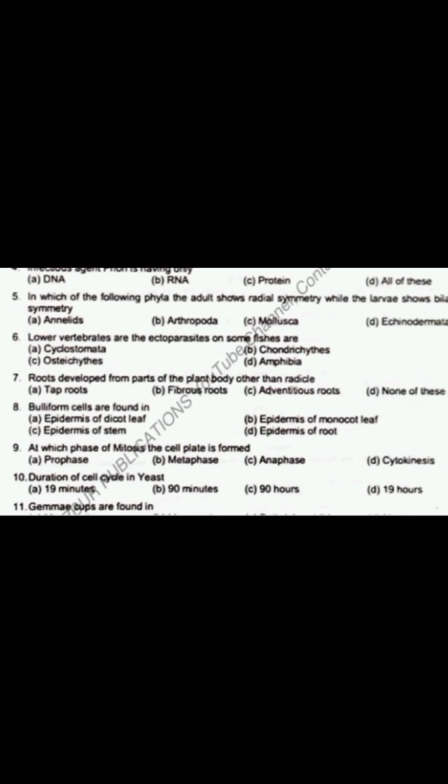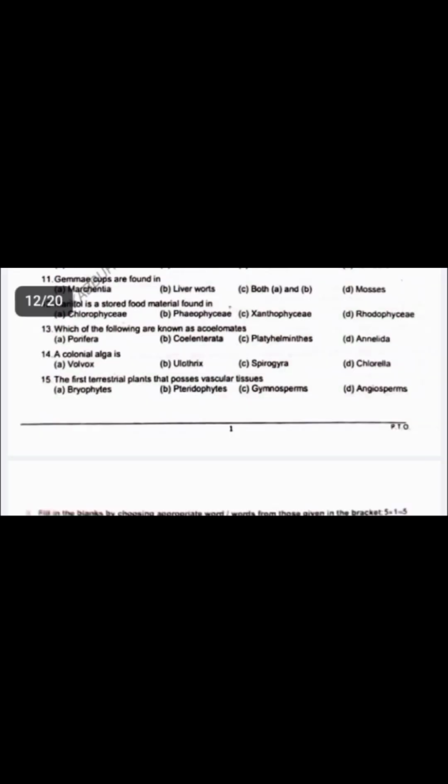At which phase of mitosis the cell plate is formed? Duration of cell cycle in yeast. Gemma cups are found in. Which of the following are known as acoelomates? A colonial alga is. First terrestrial plants that possess vascular tissue is.